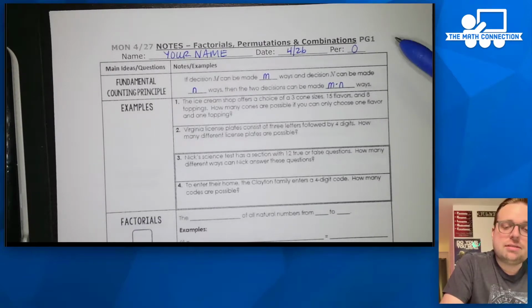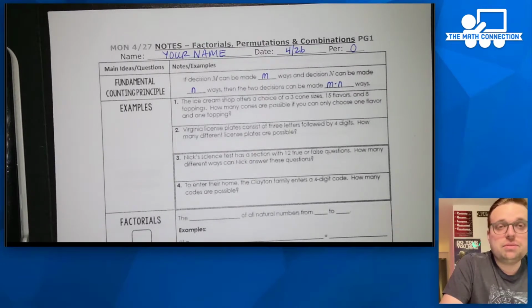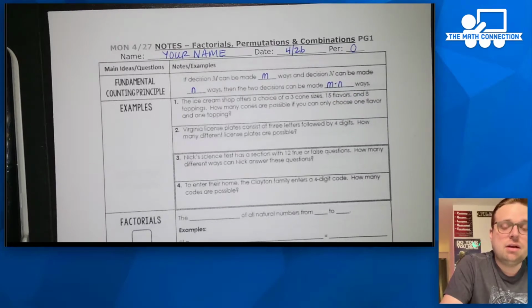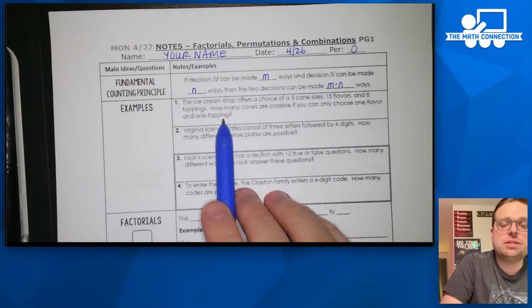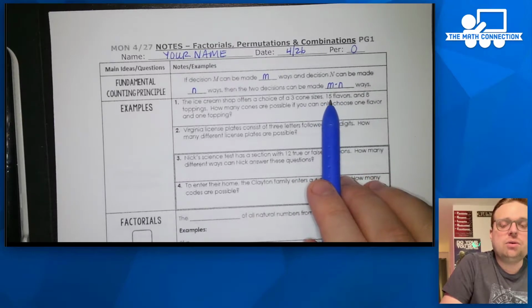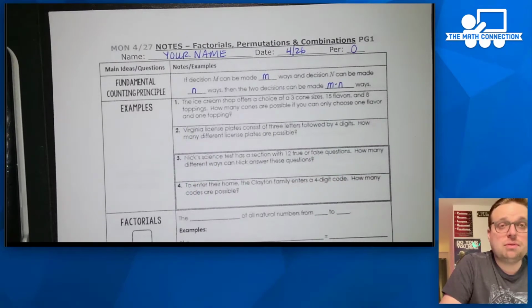The first question says, the ice cream shop offers a choice of 3 cone sizes, 15 flavors, and 8 toppings. So how many cones are possible if you can only choose 1 flavor and 1 topping? So the simplest way to say this is that you have 3 different decisions to make. You have to pick a cone, pick a flavor, and pick a topping. And the reason they're telling you that you can only choose 1 flavor and 1 topping is because they're trying to say like you can't get multiple flavors and multiple toppings, because that would make this problem much more complicated.